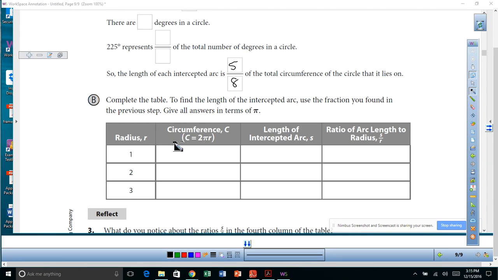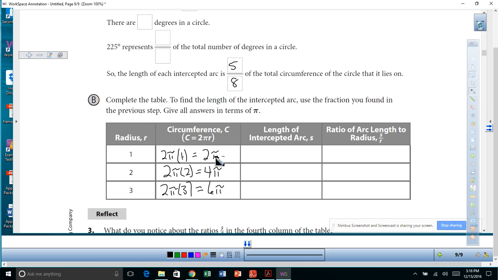Radius is 1. The circumference is going to be 2 pi times 1, and that's going to equal 2 pi. The circumference does not change; it's always 2 pi. And if the radius is 2, that's going to be 2 pi times 2, which is 4 pi. And then 2 pi times 3 is going to give you 6 pi. You starting to see a pattern here?